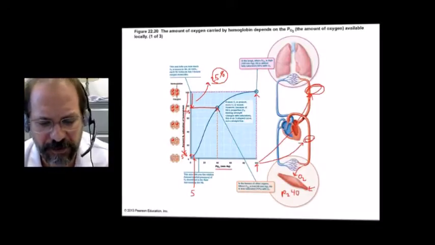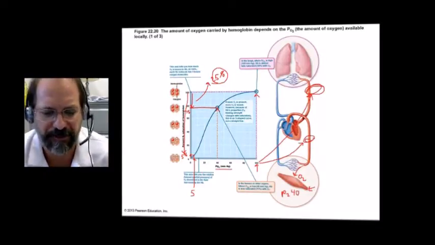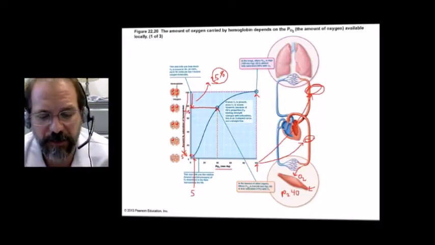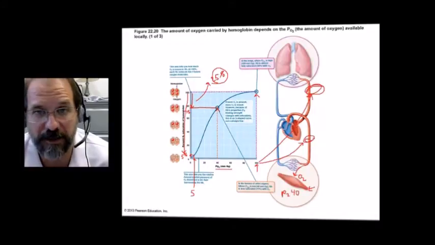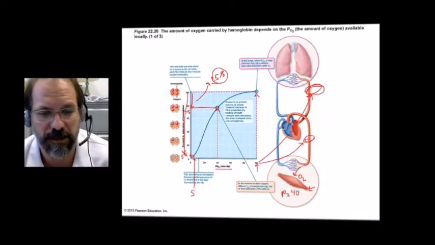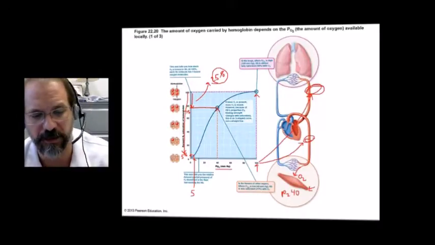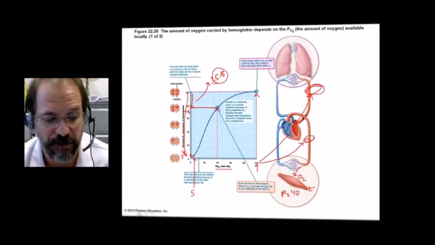Well, what this does, guys, is this ensures, without any fancy modes of regulation, that the most actively metabolic tissues get the most oxygen delivered. Okay? The most metabolically active tissues have the lowest PO2s, and our hemoglobin dissociation curve shows us that the lowest PO2s are going to cause the greatest unloading, and we're going to deliver oxygen to those tissues. So it's really a pretty slick mechanism.